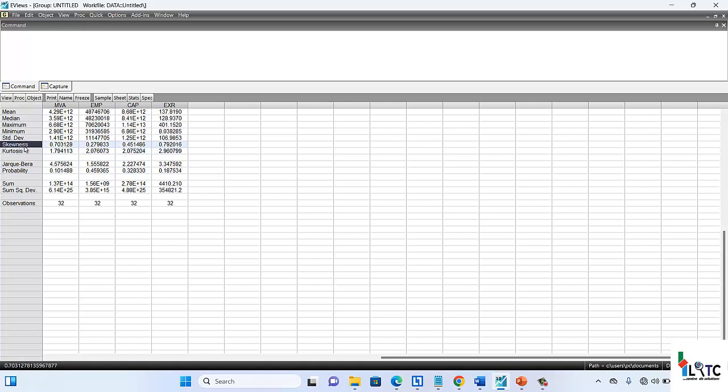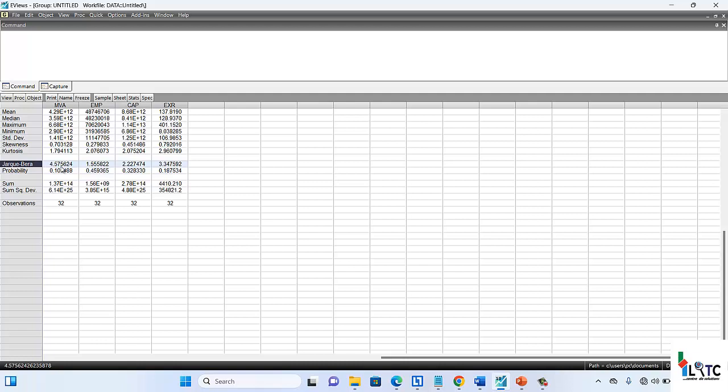kurtosis and skewness. And yes, once you present your Jarque-Bera, which measures your distribution, Jarque-Bera has skewness and kurtosis in it. In other words, skewness and kurtosis are used to compute Jarque-Bera. So instead of discussing skewness and kurtosis, you can just focus on what? On your Jarque-Bera, which is a measure of normality.